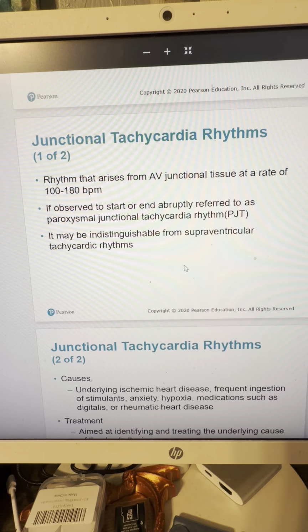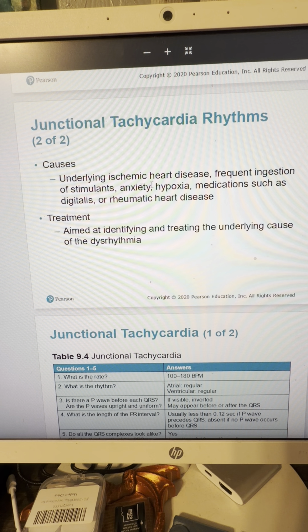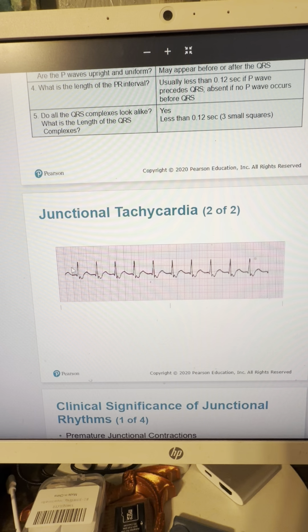So we call it accelerated junctional. Junctional tachycardia is exactly the same thing. If you see it stop or start, it's called paroxysmal. And sometimes you can't tell it from SVT. So that's why we group SVT into a group of rhythms, because they're so fast you can't identify all the components that you would need to. These are the causes. Ischemics or lack of oxygen in the heart, a blockage, something like that. Stimulants, energy drinks, anxiety, hyperventilating, hypoxia, DIG, rheumatic heart disease, and then treatment is just figuring out what's causing it and eliminating that.